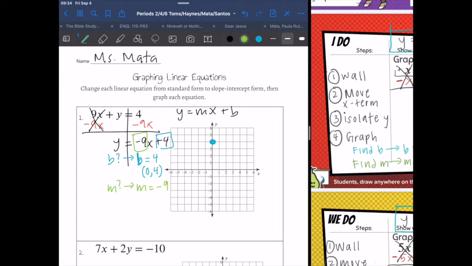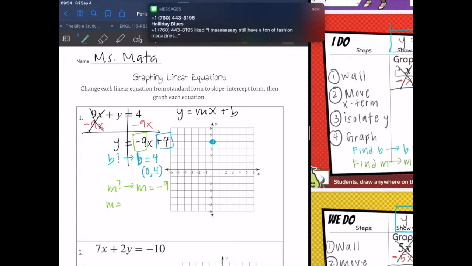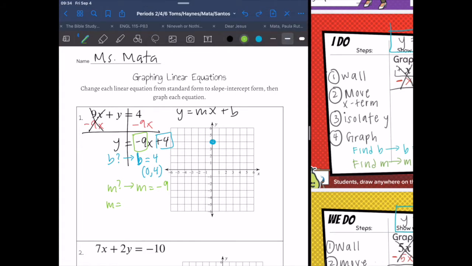Now I have to remember that my m is my rise over run. So it could either go up or it can go down, and then the movement of my slope will either go to the right or it will go to the left. So let's do that. We know that my slope is a negative 9, and we can also write that as negative 9 over 1, or divided by 1. Same thing as negative 9.